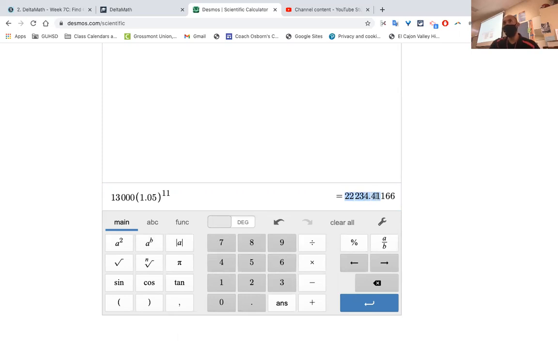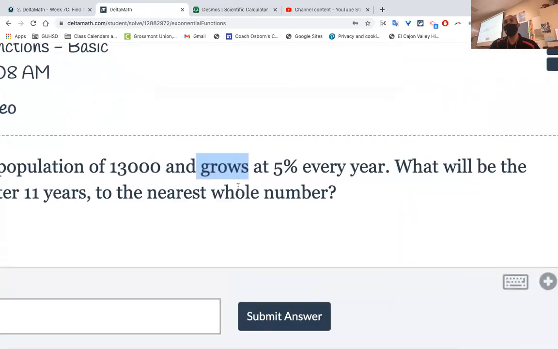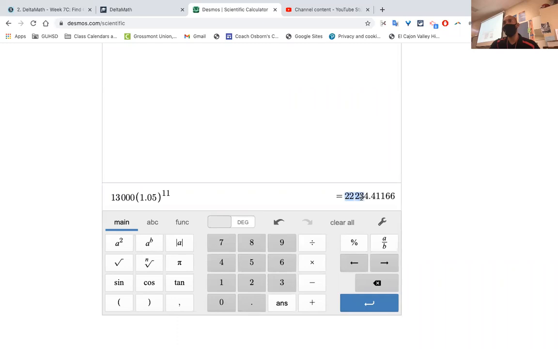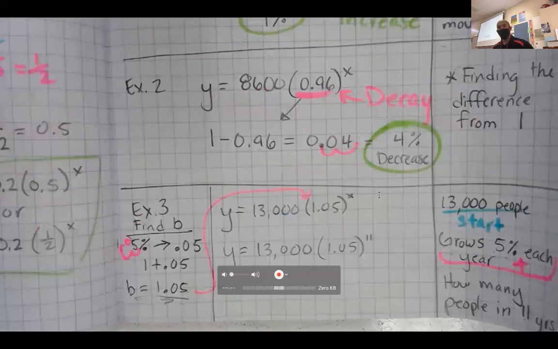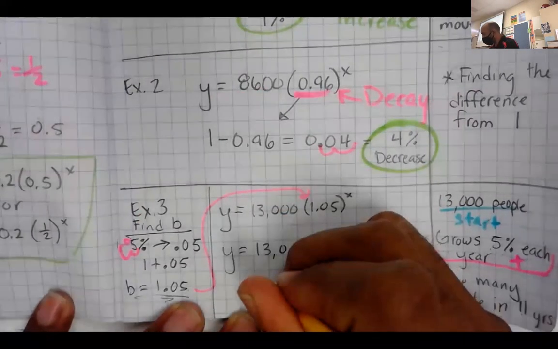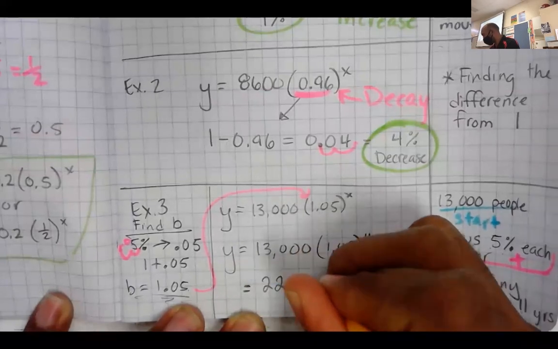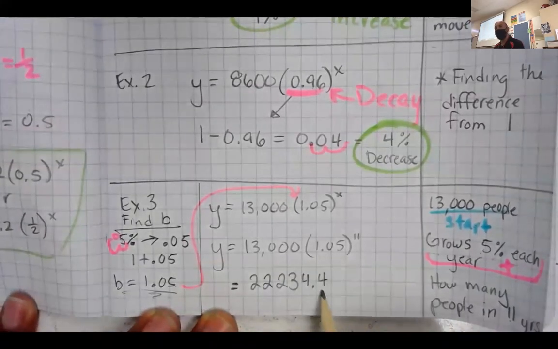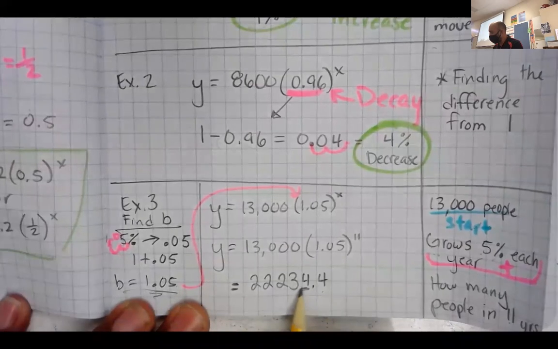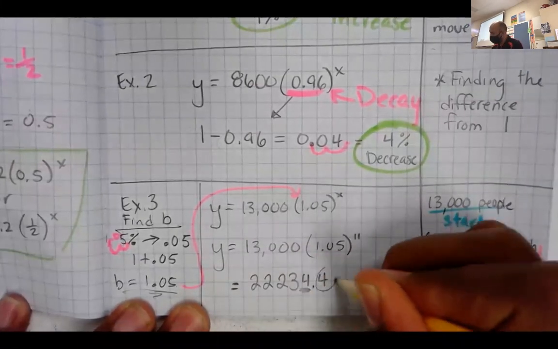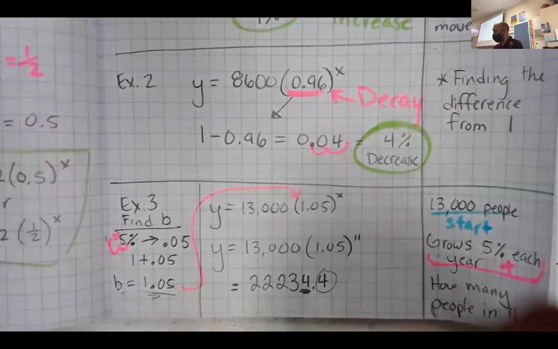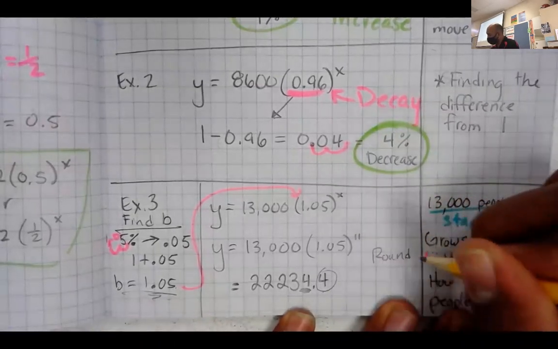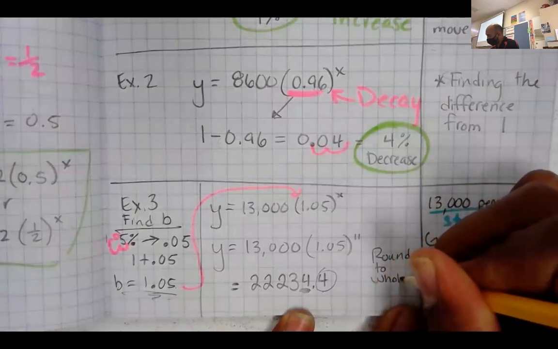All right, so I'm gonna just write that down because if you guys remember, it says round to the nearest whole number. Okay, so that means no decimal, right? So 22,234, we'll say 0.4. Okay, because we need at least one number after the decimal to round it. All right, so now, again, if you guys remember, this is where I stop, but then that's where I look, because here it's a whole number, right? So round to whole number.